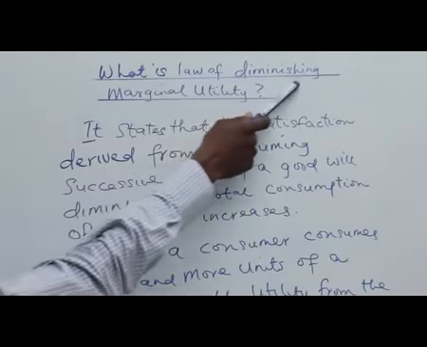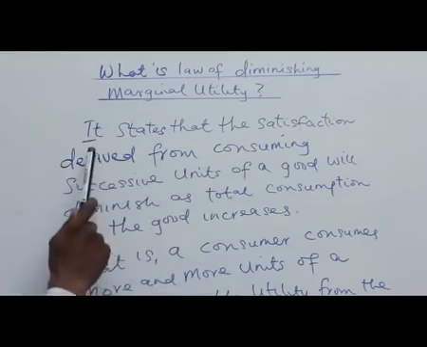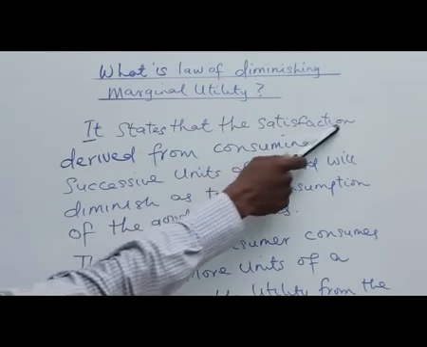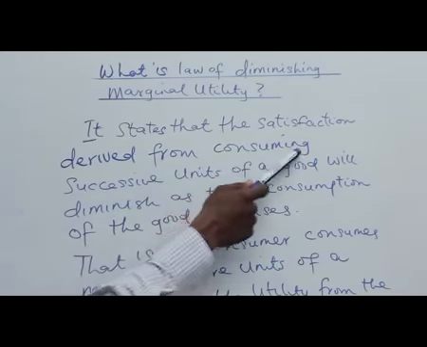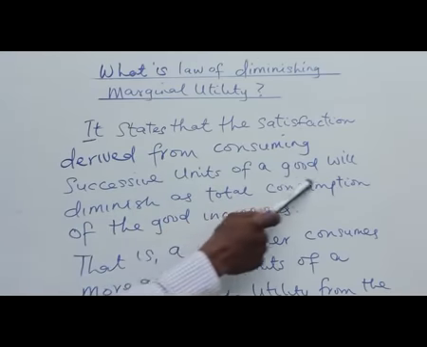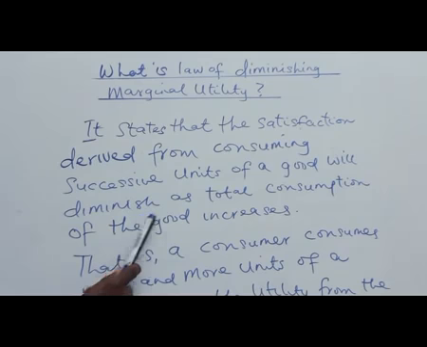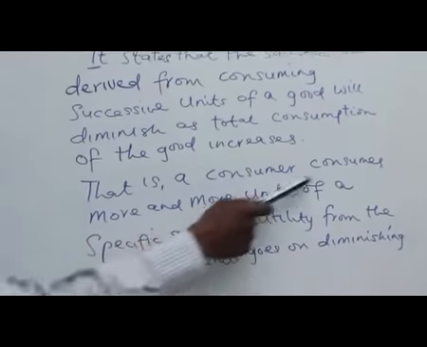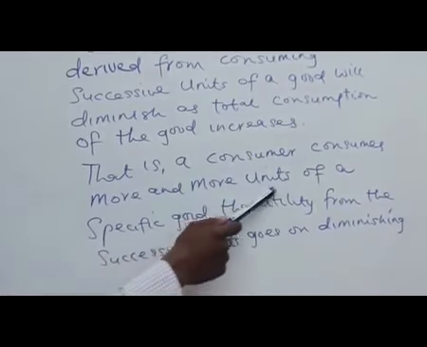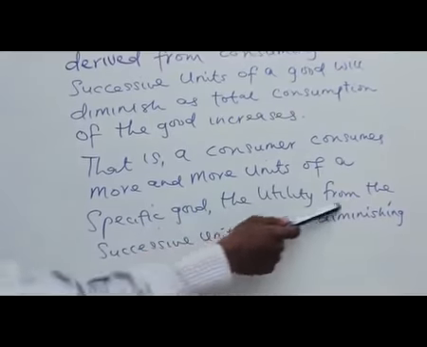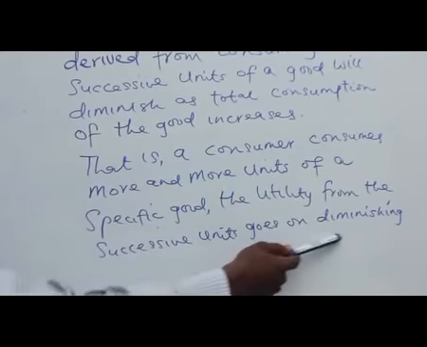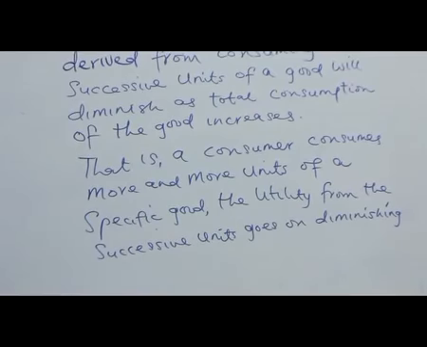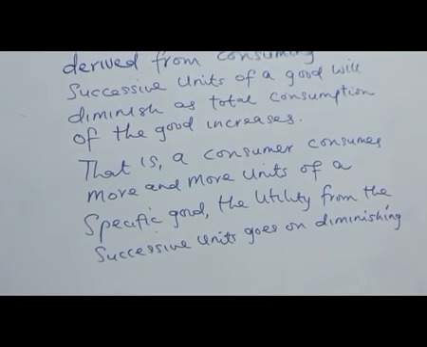What is the law of diminishing marginal utility? It states that the satisfaction derived from consuming successive units of a good will diminish as total consumption of the good increases. That is, as a consumer consumes more and more units of a specific good, the utility from the successive unit goes on diminishing. We have demonstrated this with the aid of a schedule and a graph.